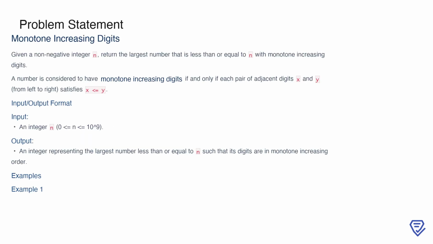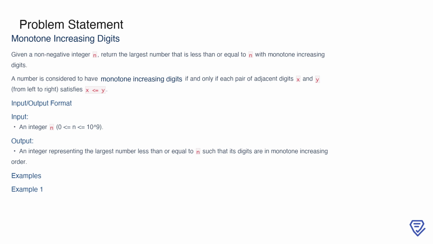The problem we are solving is called monotone increasing digits. The goal here is to take a non-negative integer, n, and return the largest number that is less than or equal to n where the digits are in monotone increasing order. Now, what does monotone increasing order mean? It simply means that for every pair of adjacent digits in the number, the left digit must be less than or equal to the right digit.